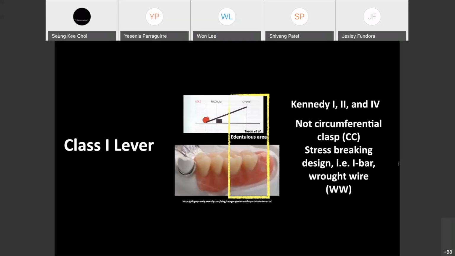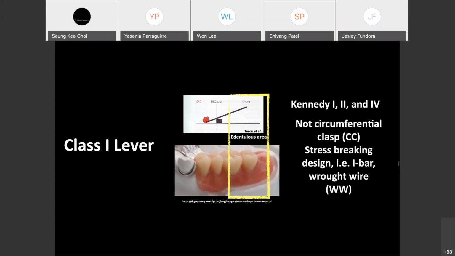You know, if we can do implants, why not? We can get rid of all this bulk and get rid of all these potential detrimental forces. But if this is the only option in the plan, well, at least we have to design something that is going to cause the least amount of damage or stress on the teeth. So circumferential clasp, for this reason, for any edentulous area this extensive, for example, what we call distal extension or free end saddle, is usually not at the top of my list.